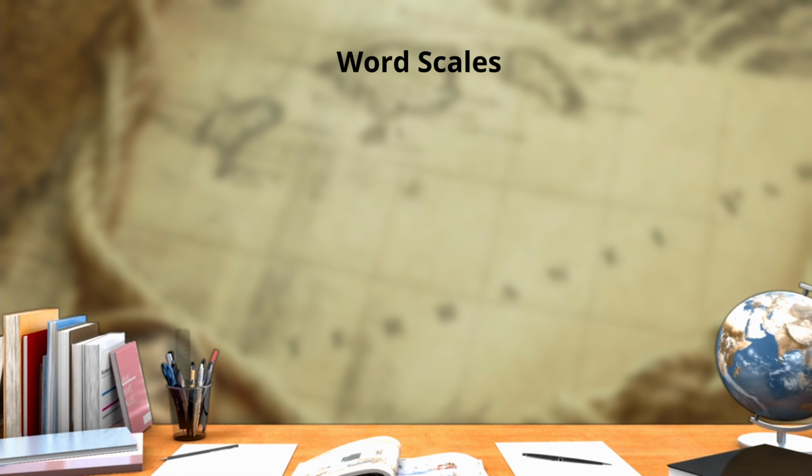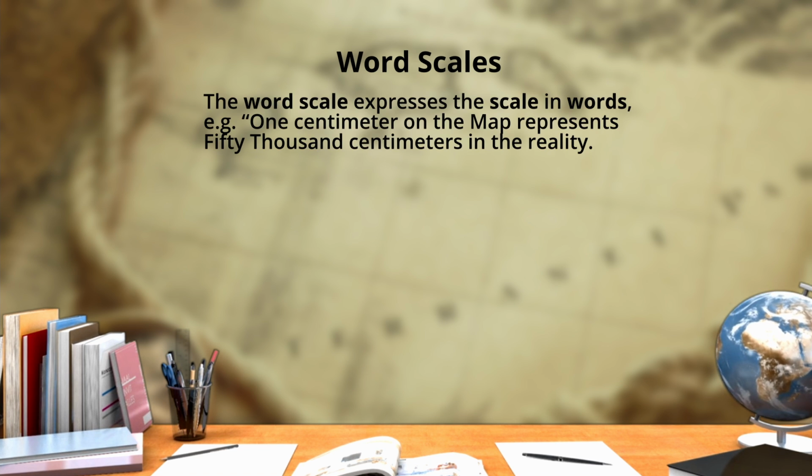Now let's look at the word scale. Now the word scale is expressed as words or a statement. It is not in numerical form. So you can write the ratio scale as a statement instead of a numerical scale. That is your word scale, which is you write 1 centimeter on the map represents 50,000 centimeters in reality. That is your word scale. It's a statement.